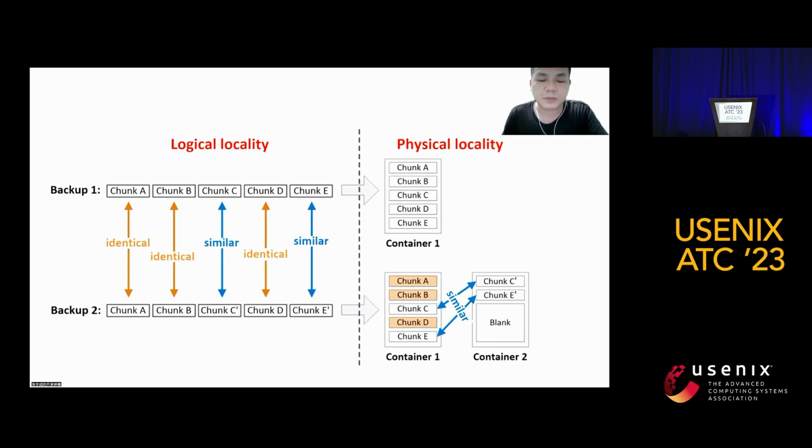We provide an example to illustrate logic locality and physical locality. This figure shows two backups, and before being written into containers, the duplicate chunks A, B, and D appear in the same order in their respective backups. This phenomenon is known as logic locality. After the two backups are written into containers, the relative position of duplicate chunks in container 1 remains unchanged, and this phenomenon is known as physical locality.